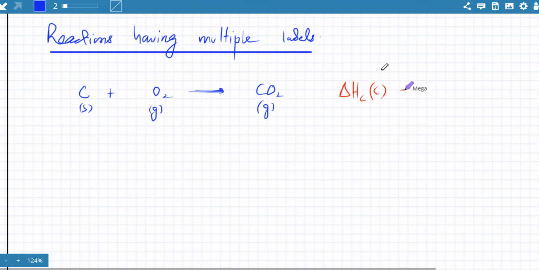But at the same time, I can also call the energy change of the same reaction the enthalpy of formation of carbon dioxide. Why? Because in the enthalpy of formation of carbon dioxide, the definition is that 1 mole of carbon dioxide should be formed from its constituent elements, which is also true. So the energy change associated with this reaction can be called multiple things. It could be called the enthalpy of combustion of carbon. It could also be called the enthalpy of formation of CO2.